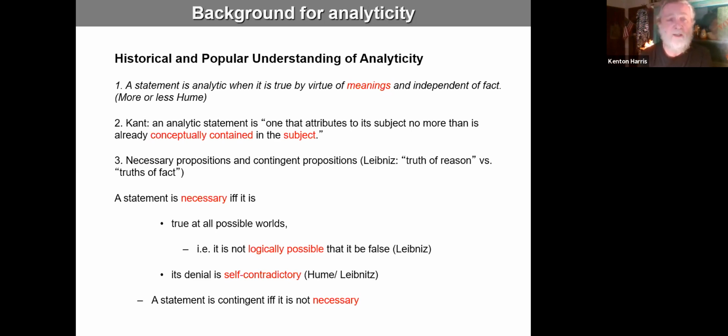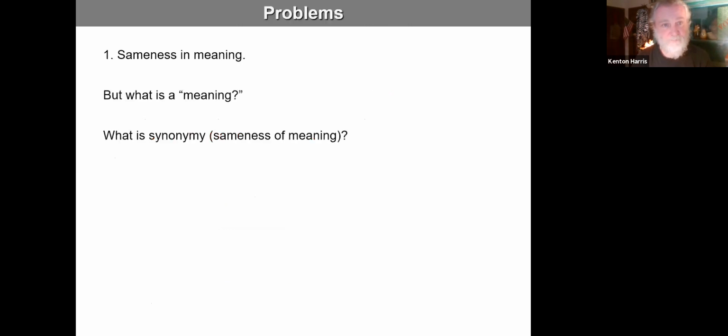So what Quine is trotting out here is historical ideas about what constitutes a necessary or analytic statement. True in terms of meaning, conceptually, the predicate is conceptually contained in the subject, true in all possible worlds, the denial of which is self-contradictory, etc. But they all have in mind this common notion of sameness of meaning between the two terms in the sentence. But what is a meaning? What is synonymy? That's what Quine is getting at here.